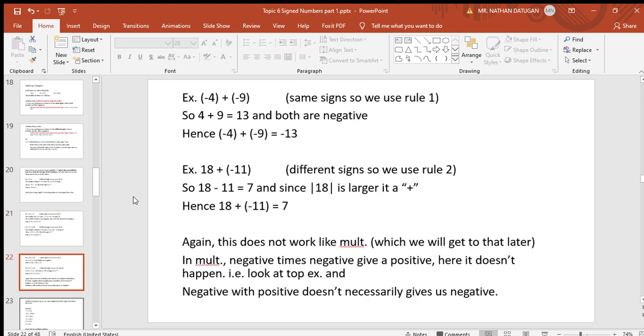Let's have a few more examples. Negative 4 plus negative 9. In this case, which rule are we using? Rule 1. So 4 plus 9 is 13, and since they're both negative, your answer should be negative. So negative 4 plus negative 9 is negative 13.